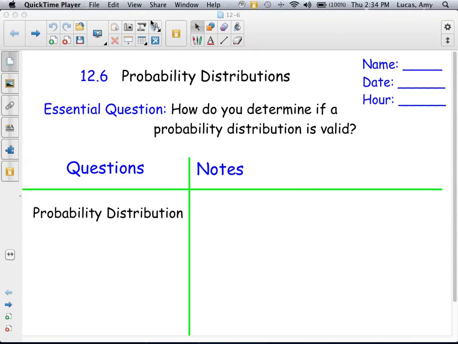This lesson is 12-6, probability distributions. The essential question is, how do you determine if a probability distribution is valid?